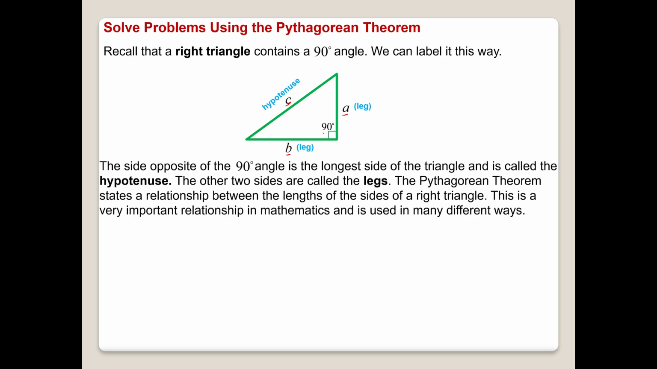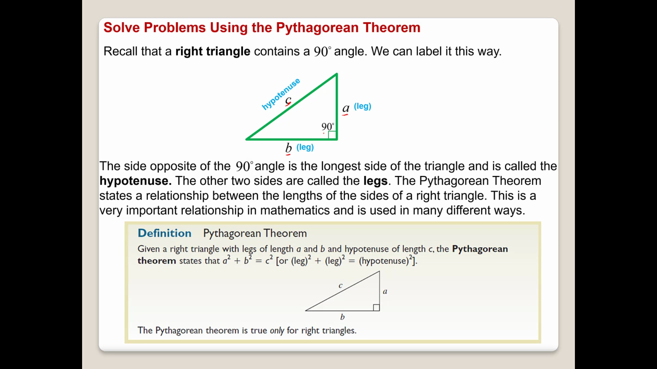The Pythagorean theorem states a relationship between the lengths of the sides of a right triangle. This is a very important relationship in mathematics and is used in many different ways. Given a right triangle with legs of length A and B and a hypotenuse of length C, the Pythagorean theorem states that a squared plus b squared equals c squared. Or you say the leg squared plus the other leg squared equals hypotenuse squared. This theorem is only true for right triangles.